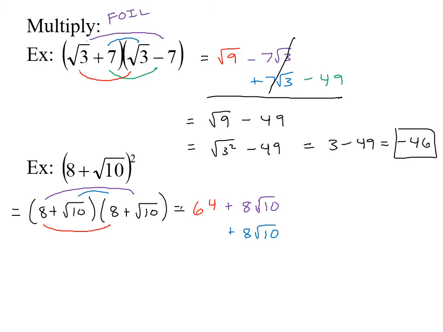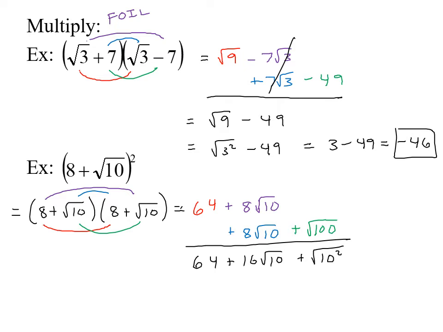And the last ones, root 10 times root 10, will become square root of 100. So here the 2 in the middle don't cancel, but they still combine together. This is 16 root 10. And the square root of 100 is the same thing as the square root of 10 squared. The squared and the square root cancel to give you just 10.